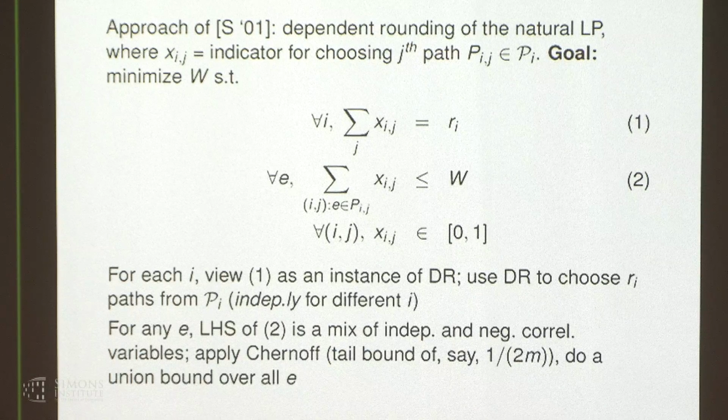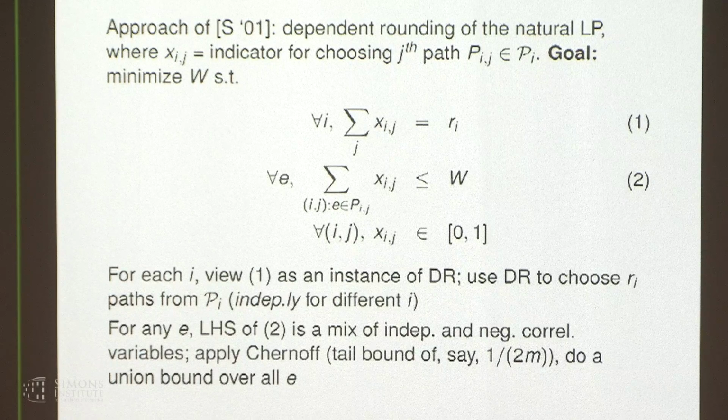Now the point is, if you take any particular edge and look at the left-hand side of constraint number 2, it becomes a sum of indicator random variables, but these indicators are either independent or negatively dependent on each other. So overall, the left-hand side of constraint number 2 for any particular edge e is a sum of negatively correlated random variables, right? Therefore, we can apply Chernoff by this work of Panconesi and myself. So you can just plug in the Chernoff bounds, although they're not independent.